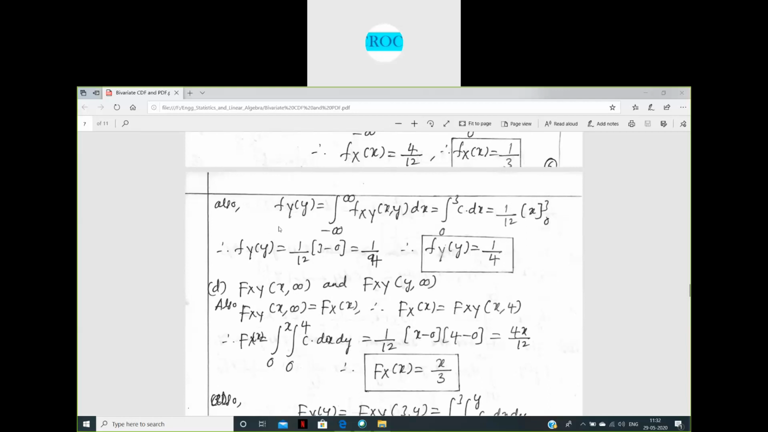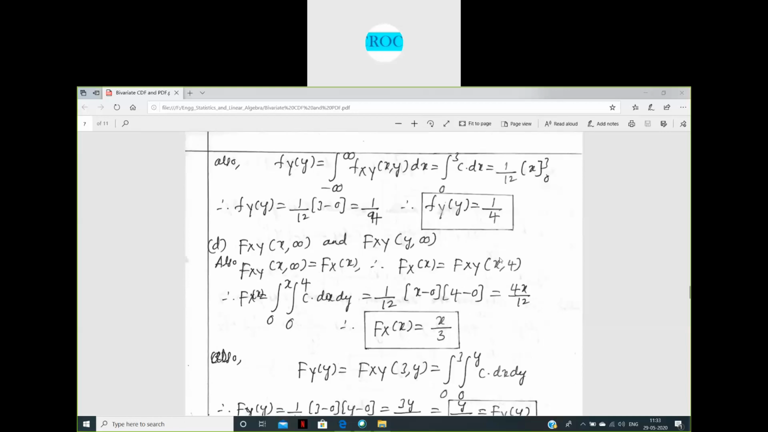Similarly, the PDF for random variable y is given by the formula integration from minus infinity to infinity of fXY of x comma y dx. And what are the limits here now? 0 to 3, c dx, c is 1 by 12, the limits are 0 to 3. So 3 by 12 will be 1 by 4. Therefore, the PDF for the random variable y is equal to 1 by 4 here.